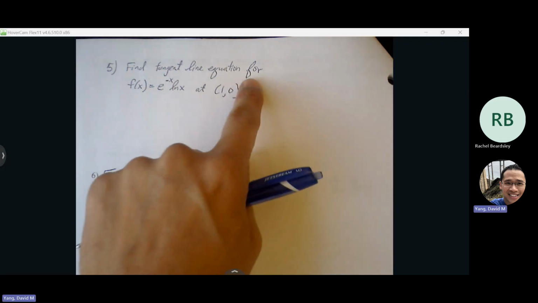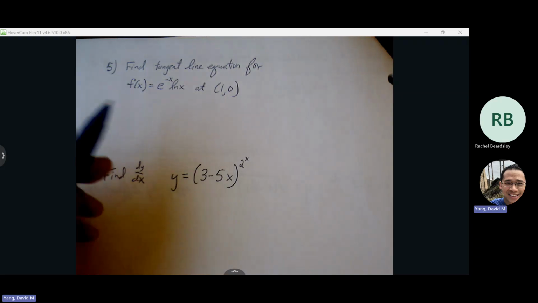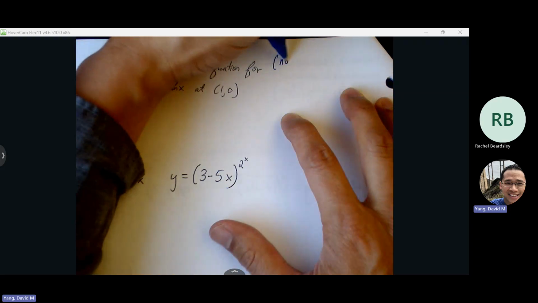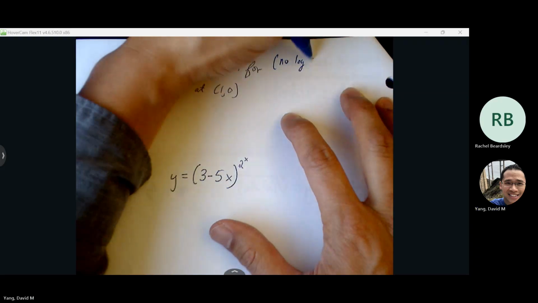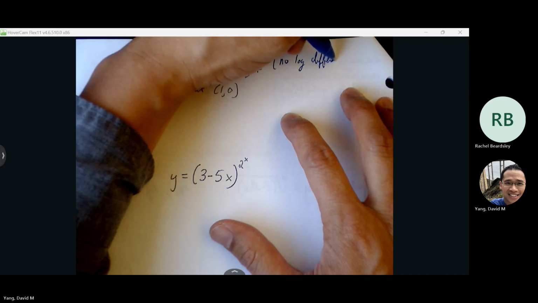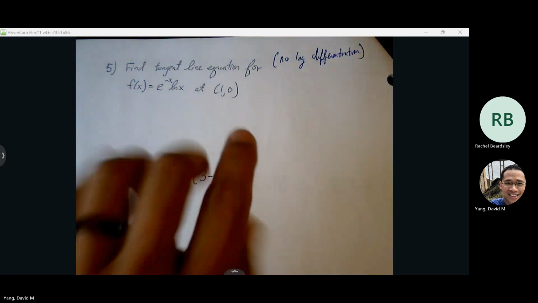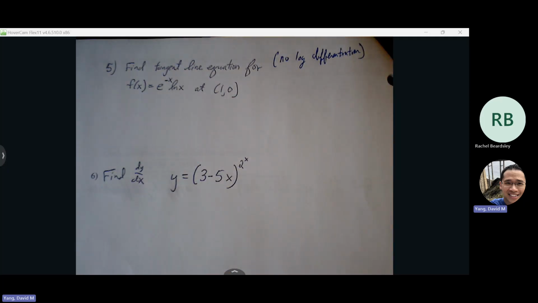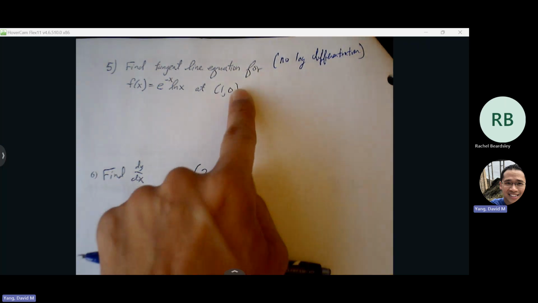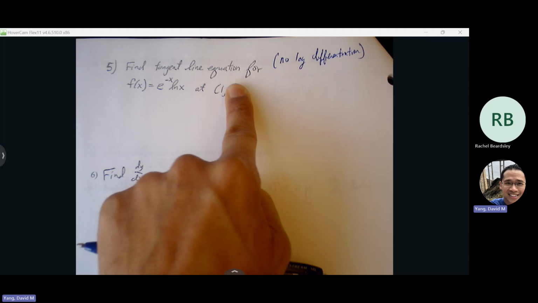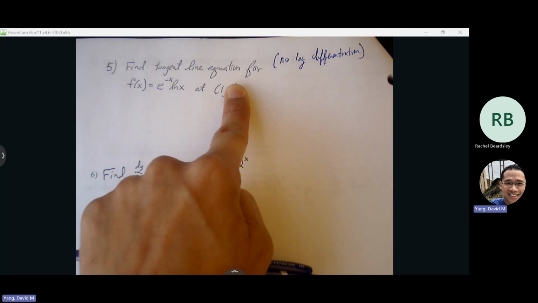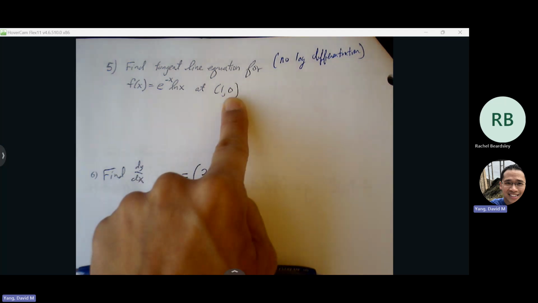All right, find the tangent line for the equation here. I'm going to say no log differentiation. So we have to take our ordered pair, find our slope from the derivative, and then use point slope form. What if I didn't give you that 0? If I just gave you x equals 1, what would you do? Plug it into the original equation, yeah, good. That will get you your y value.